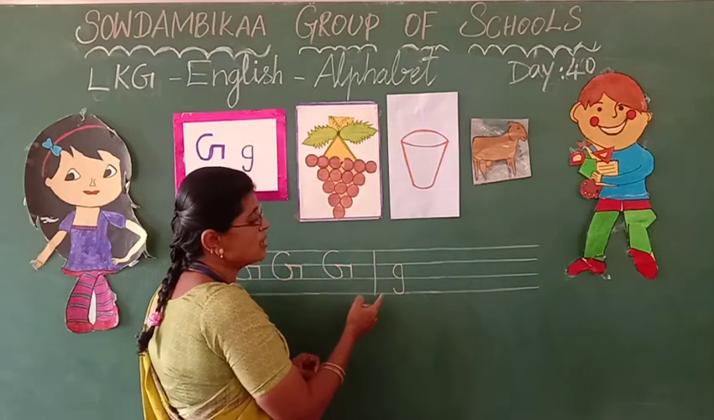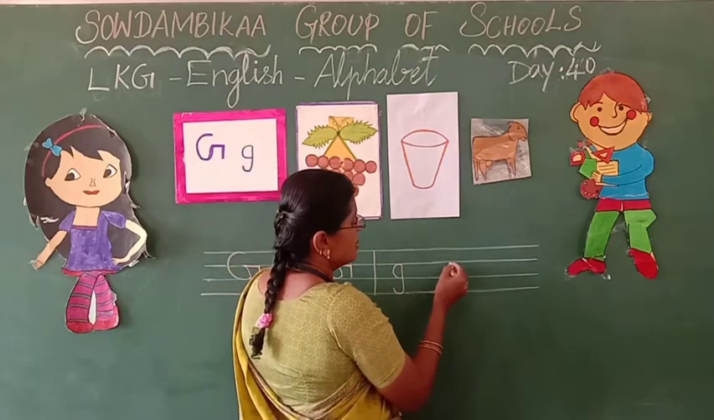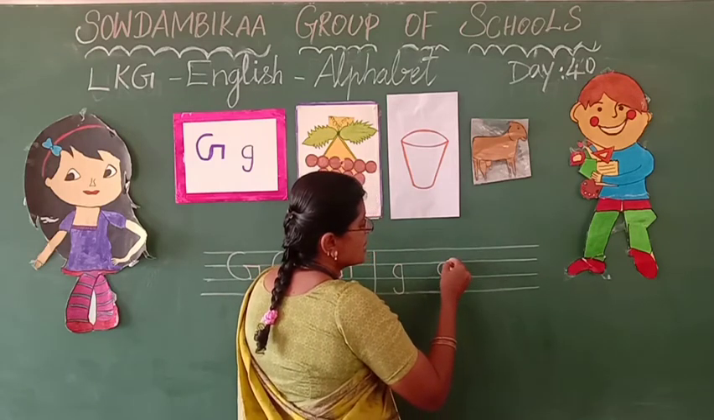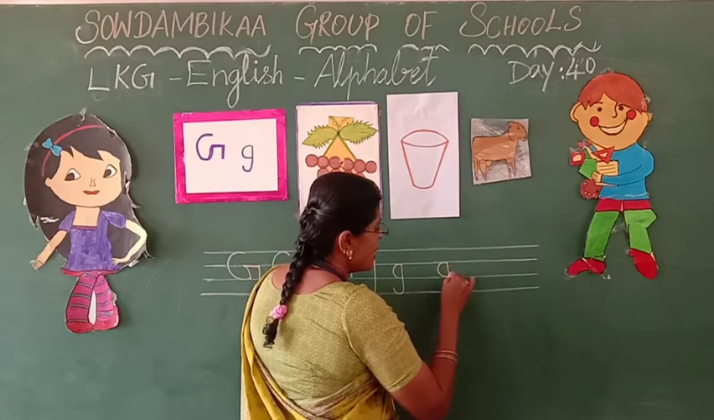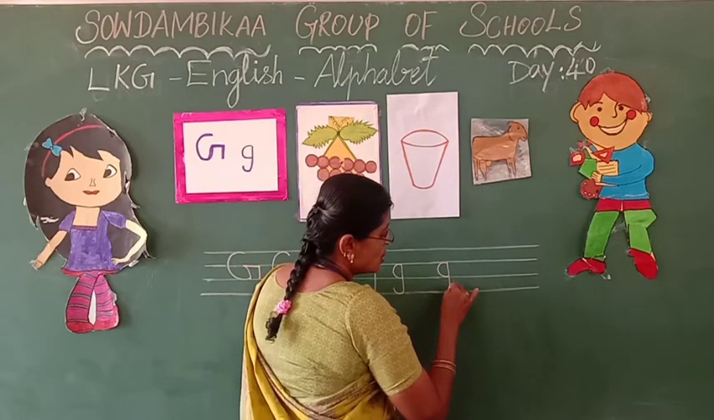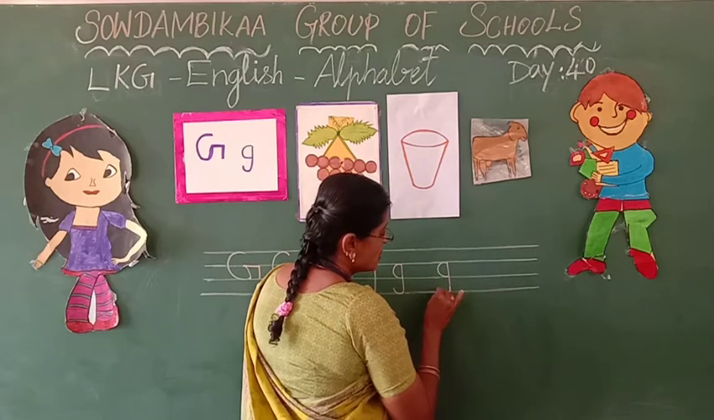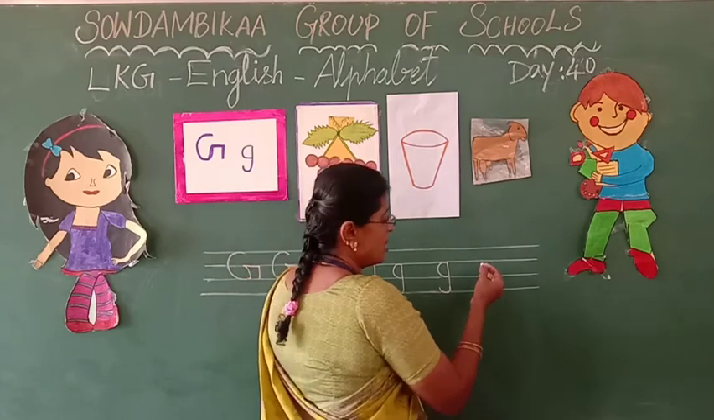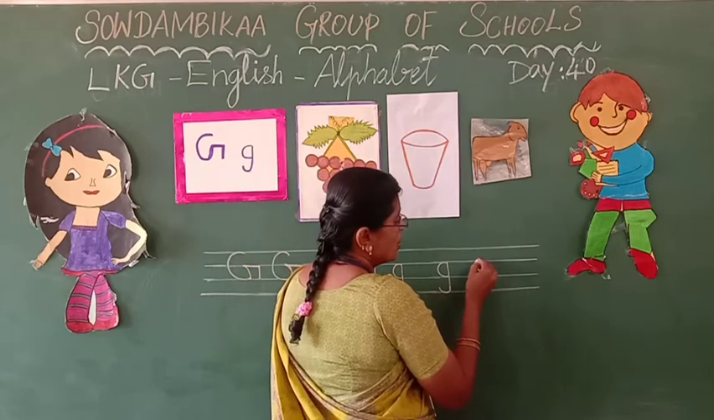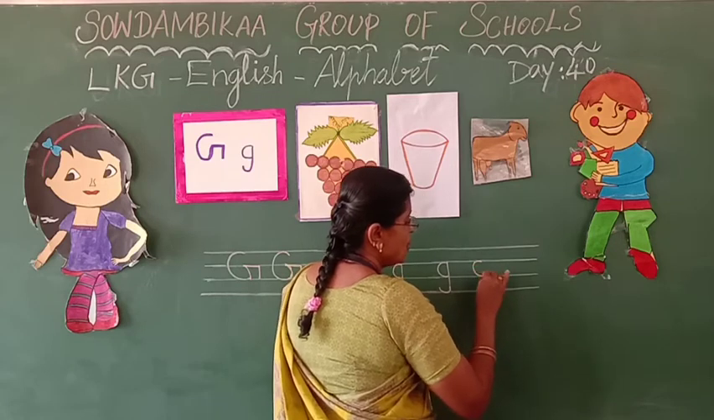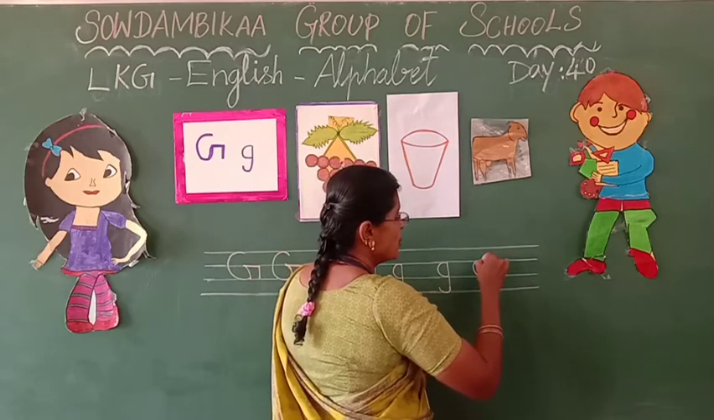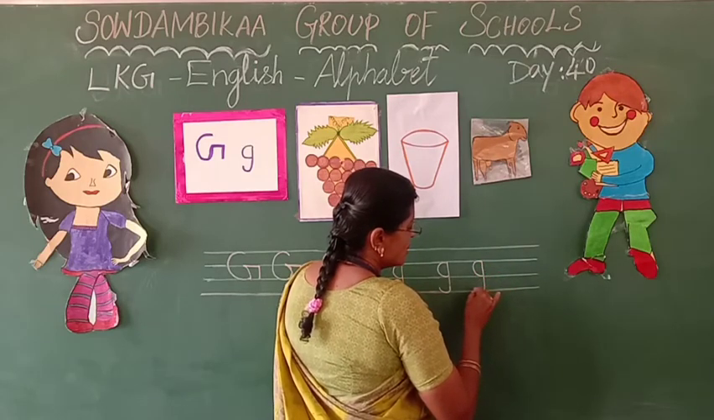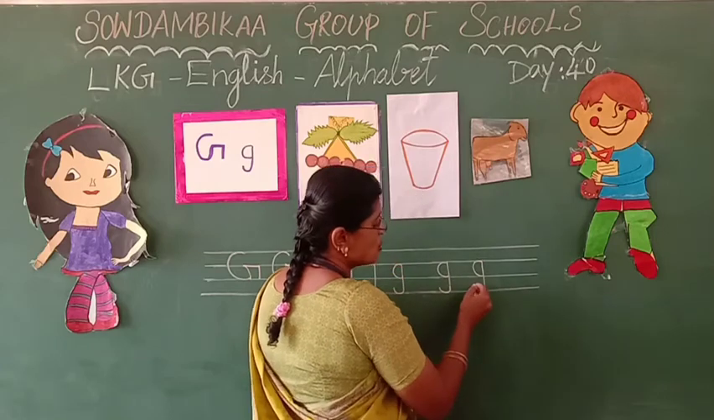curve. Small g. Second blue line to third blue line, open curve, second blue line to third blue line, start fourth red line to standing line, open curve, small g. Keep your pencil, touch the second blue line to third blue line, open curve, keep your pencil, second blue line to fourth red line, standing line, fourth red line, small curve, small g.